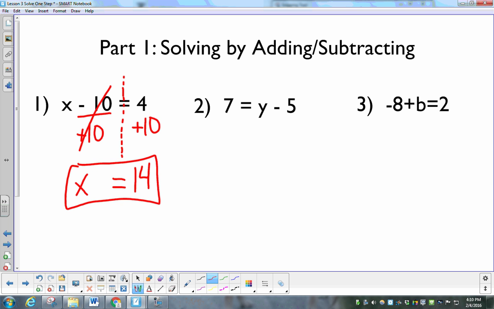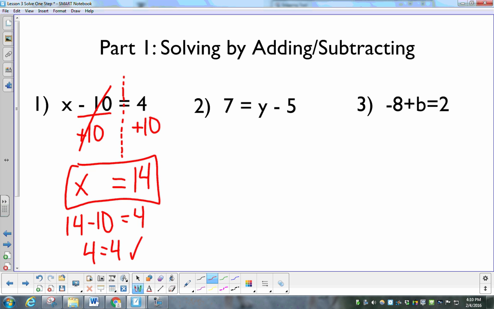x is 14. Now I'm going to say to check your work. So to check your work, you take your answer, which is 14, and plug it in where you see x. So I'm writing 14 minus 10. I'm writing this side exactly as I see it, but I'm putting my 14 in for x equals 4. And then you can check it. 14 minus 10 is 4, and that's the same as 4. So ours worked. You can put a little check mark there.